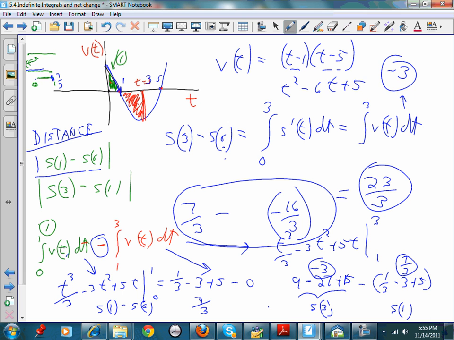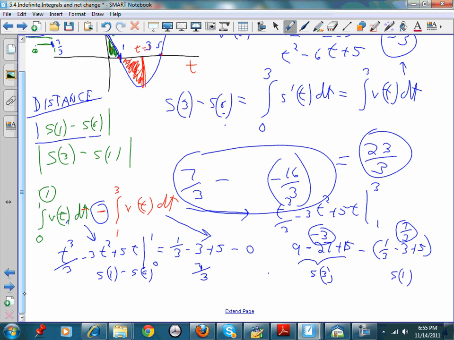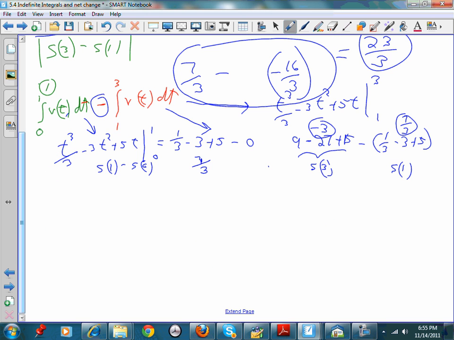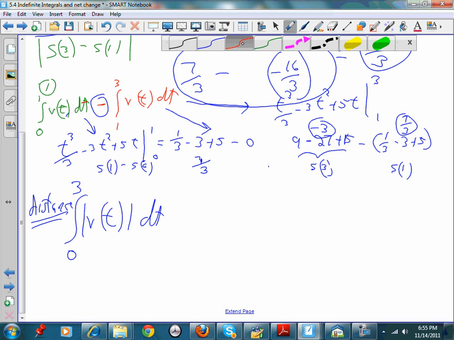Now, a cleaner way to talk about this, when you want to find distance traveled, is the following. You're going to integrate the absolute value of velocity. This is how you calculate distance traveled from 0. This is the distance integral right here. You integrate what? We had another name for this. What did we used to call this? We integrate speed.